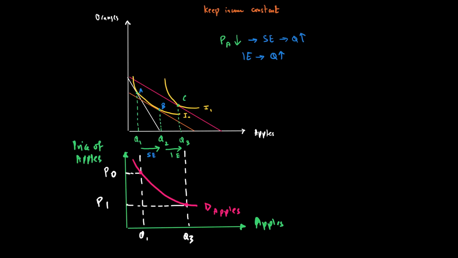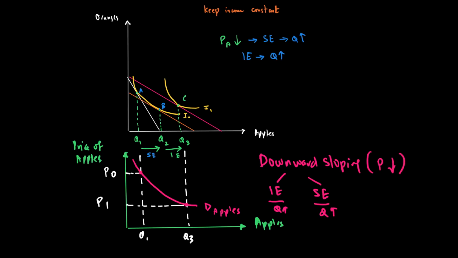So when you're looking at a demand curve for normal goods, it is downward sloping, and it is downward sloping because both income effect and substitution effect says we should buy more of the good when the price of the good goes down.